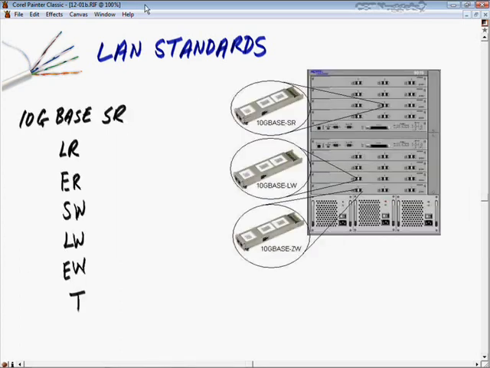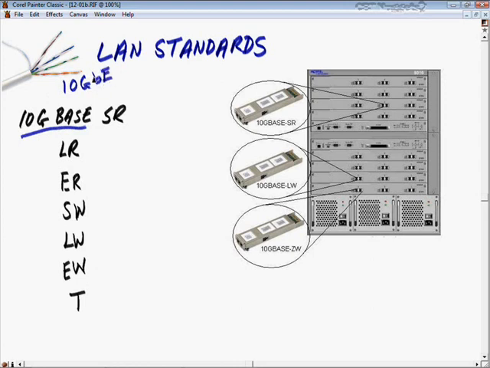Next we have 10GBASE, followed by several other abbreviations. 10G is 10 gigabit Ethernet. This is also known as 10GbE.